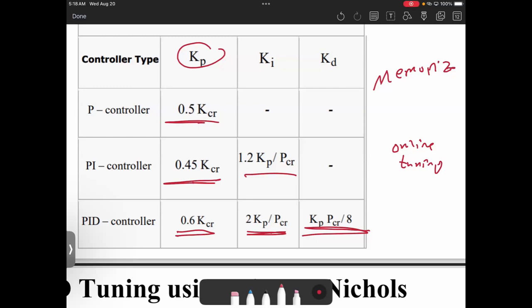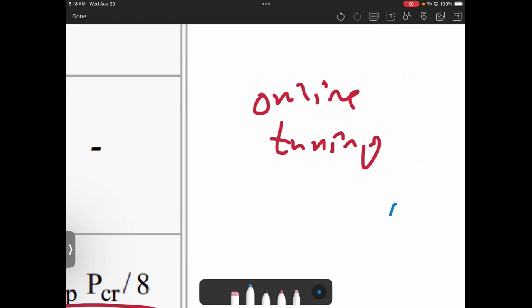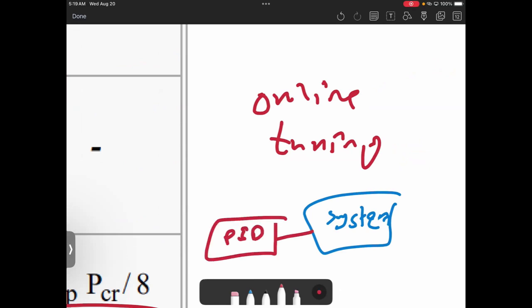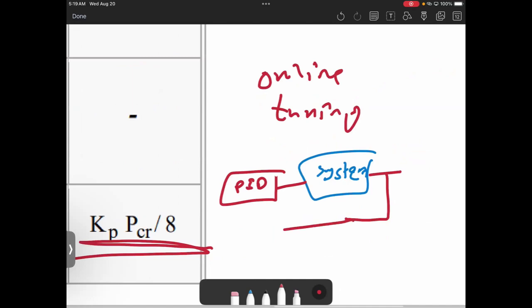So the good thing about Ziegler Nichols, you have a box, a system that you don't know what's inside, but you can apply a PID controller, then you will do the closed loop. If your target is a step function, for example, then for the PID, you can use Ziegler Nichols to tune the parameters, and that's it, without the need to know what's inside the system. Again, this is called online tuning, which means you can do it in hardware. You have a black box.